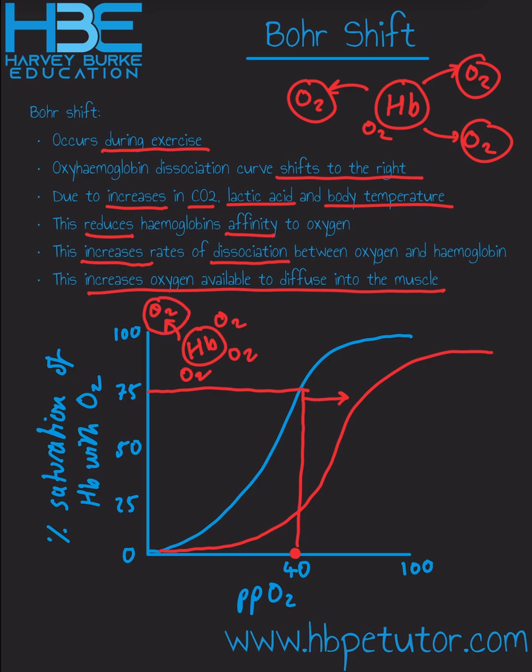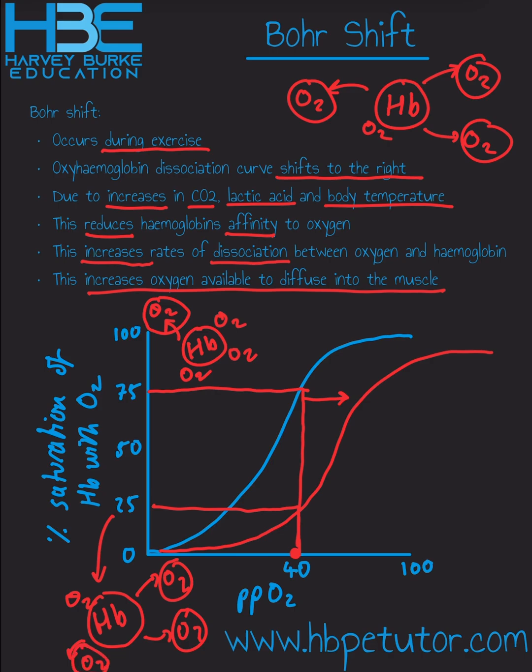of them. Whereas if we work up to the Bohr shift line, it's now saying that that hemoglobin molecule would only be 25% saturated with oxygen. So that means it's dissociated with 3 out of the 4 oxygens. So it's increased the amount of oxygen that it's let go of. But that is good because these oxygens now are available to diffuse into the muscle. So the Bohr shift is basically just showing how there's an increase in oxygen availability to the muscles during exercise.